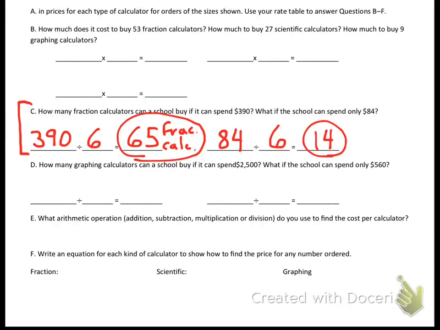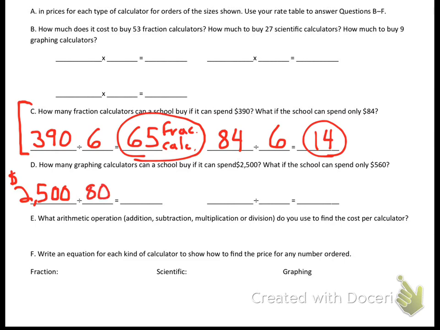Question D works exactly the same way. How many graphing calculators can we buy if we are spending $2,500? $2,500. Take a second right now and see if you can solve this one on your own. Okay, I take that $2,500 and I divide it by the $80.